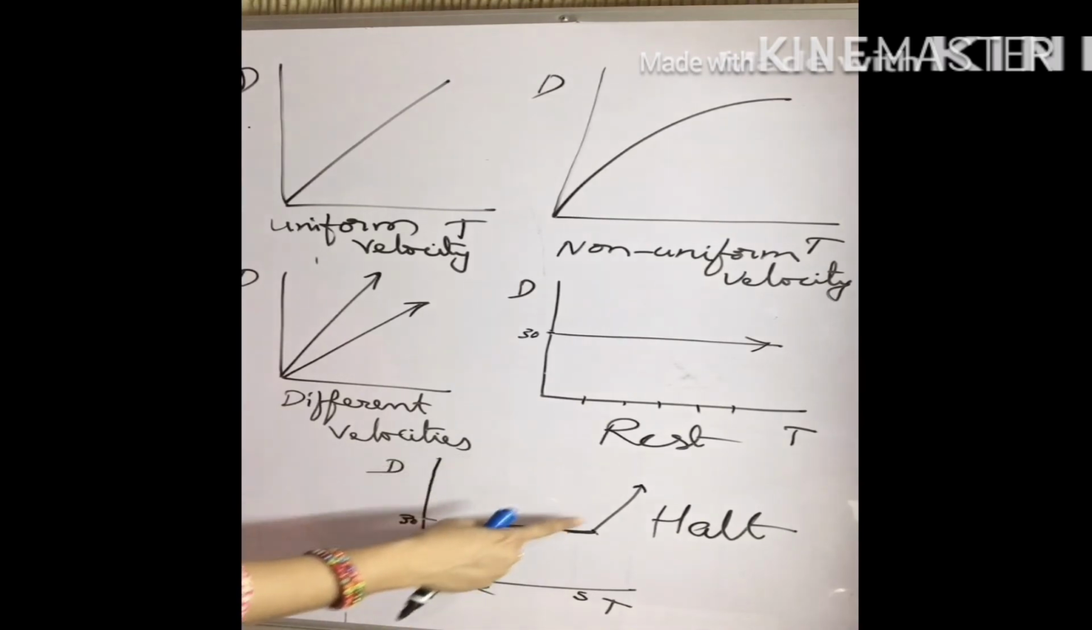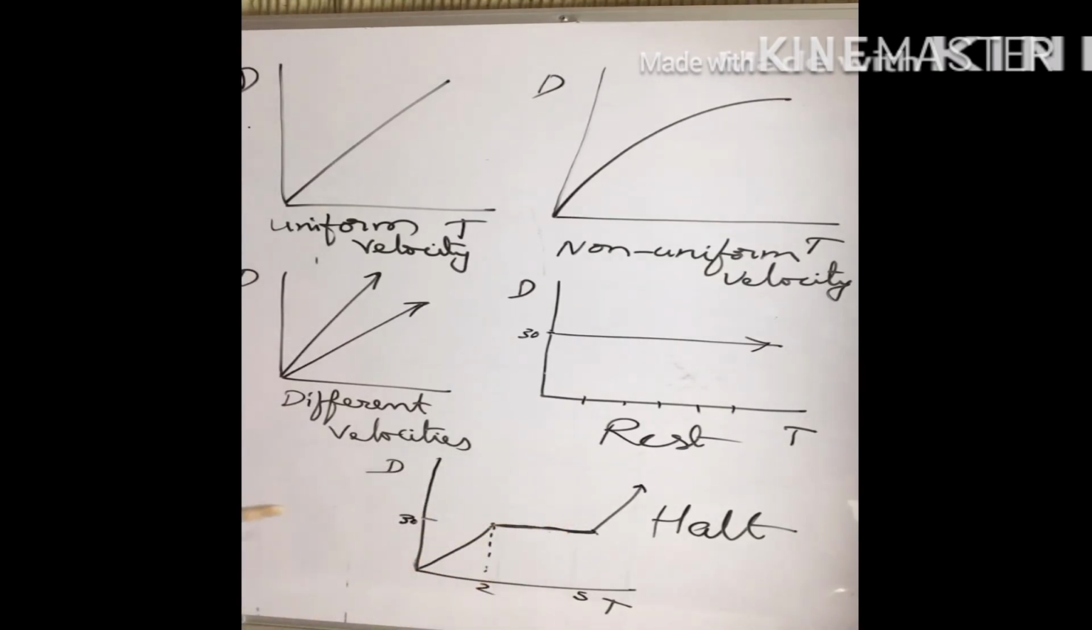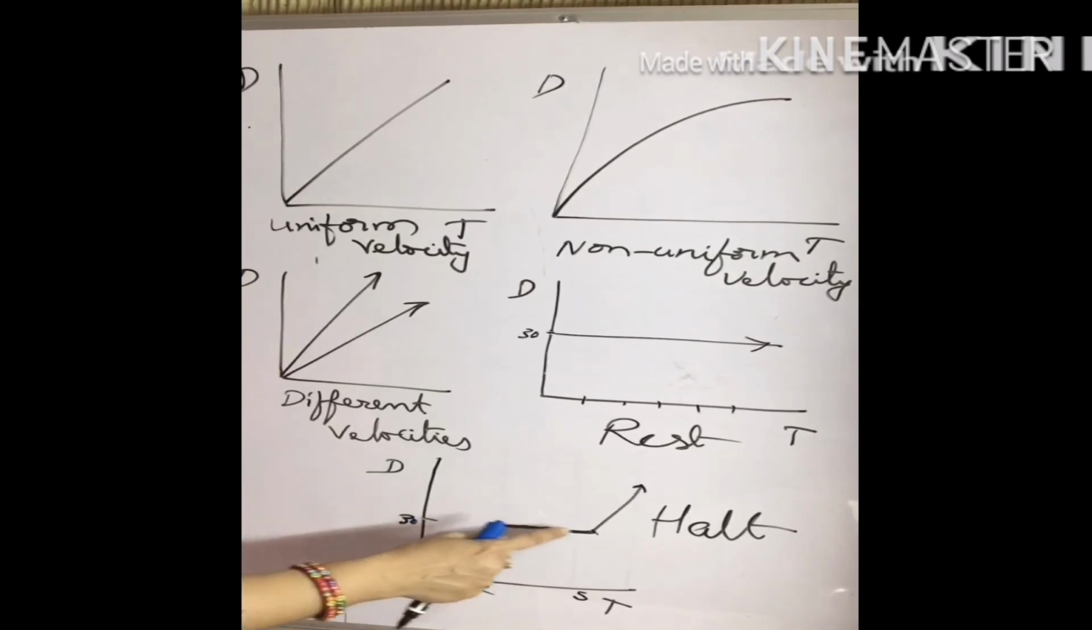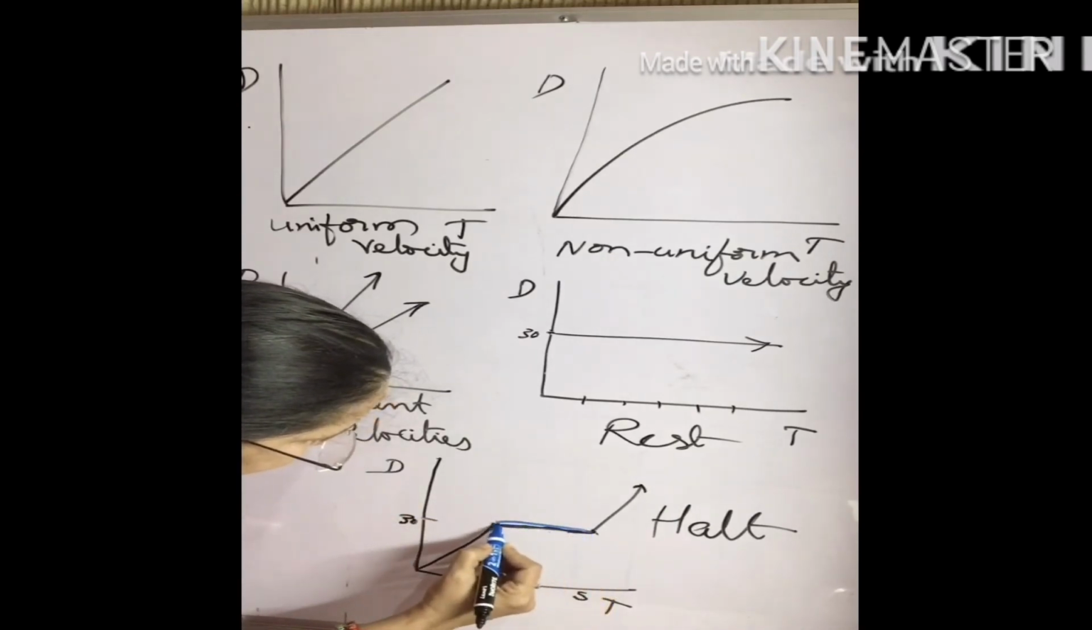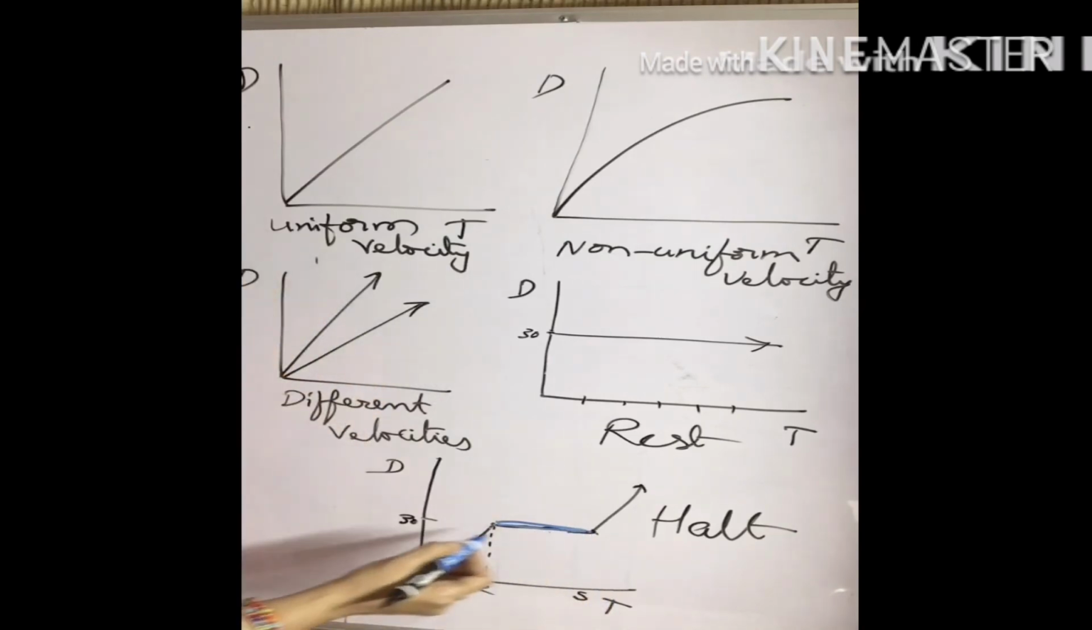This type of graph shows halt, which means the moving body stopped for a while and continued the motion again. So from here to here it is halt, students. It did not move at this place, took rest and again moved. So distance time graphs, I think, are clear now.